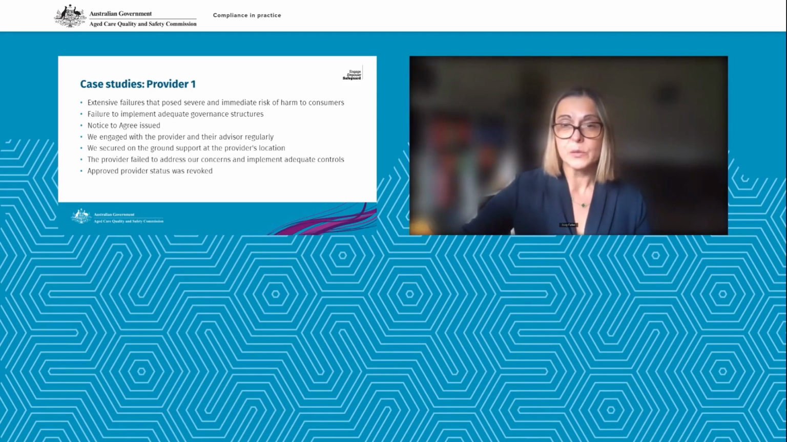The result was non-compliance with 24 requirements across 7 of the aged care quality standards that posed severe and immediate risk of harm to consumers. The Commission issued the provider with a notice to agree, which imposed a number of requirements on the provider, including to appoint an advisor to work with the Commission and the provider to address the identified failures. In the months that followed, we engaged with the provider and the advisor regularly to support them both to identify and implement strategies to course correct, but also to mitigate the risk of recurrence. We also secured on-the-ground support at the provider's location.